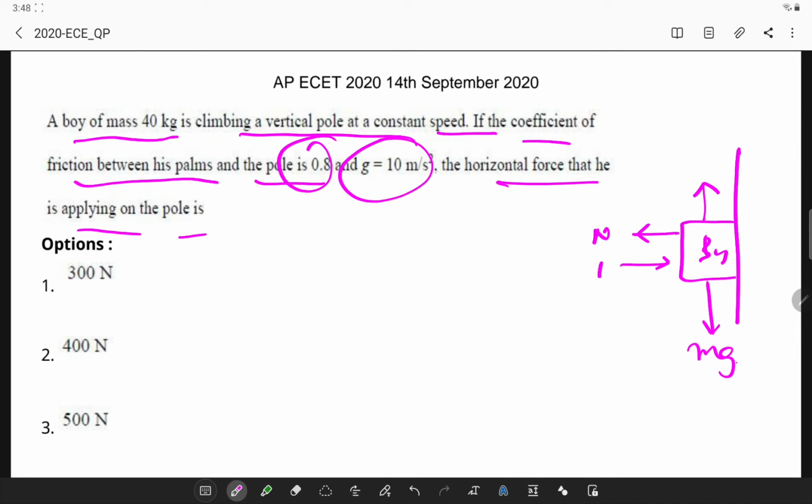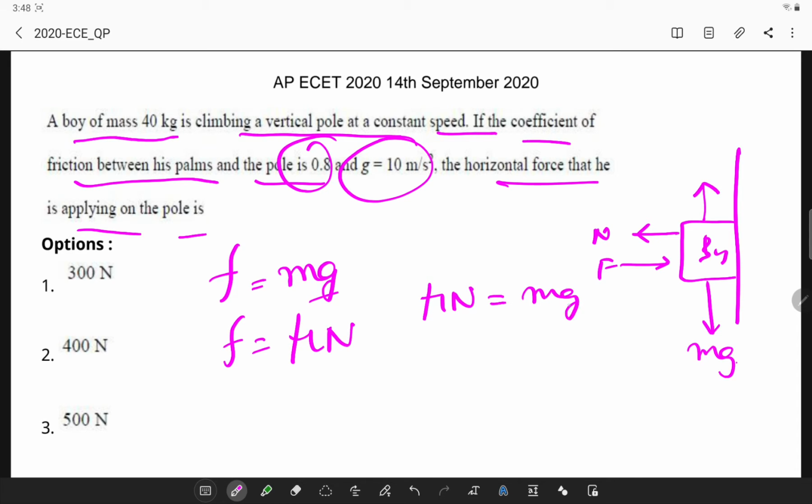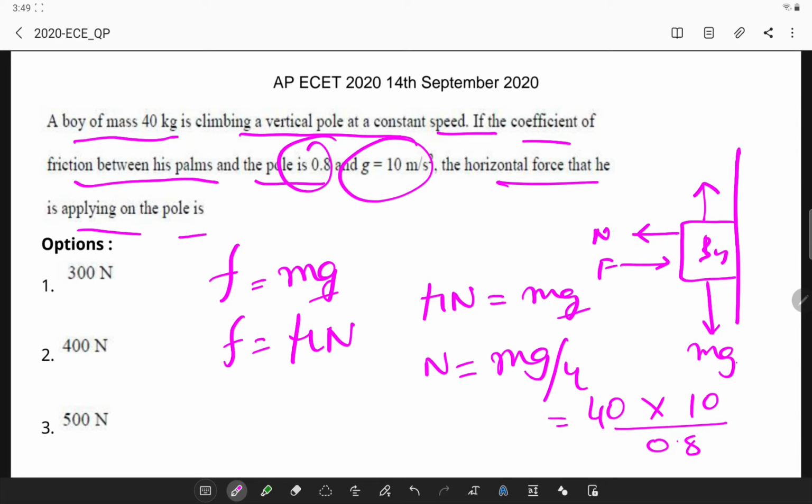So these are the two forces related to friction. Here F is mg, which is the downward force, and in the case of friction F is equal to mu n, so mu n will be equal to mg, or n will be mg by mu. So m is 40 and g is 10 and mu is 0.8. So I will be getting n equal to 500 Newton.